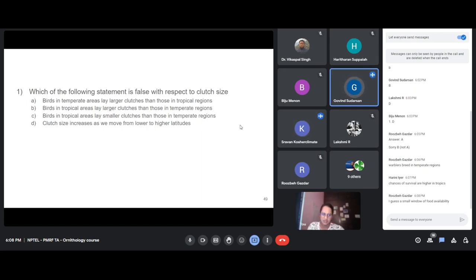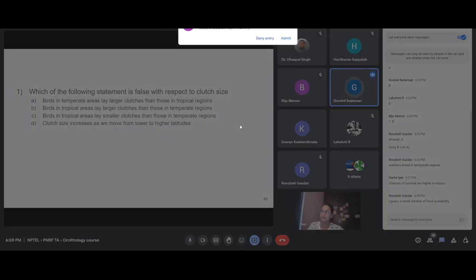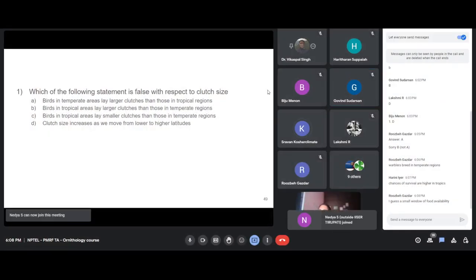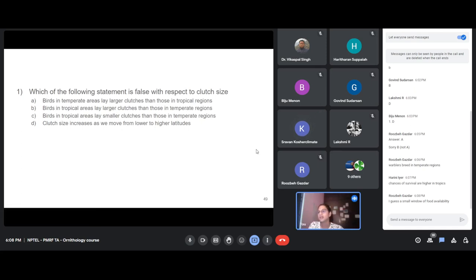Also, in temperate areas, there are fewer predators and less competition compared to tropical areas. I'm not sure about the predation part. Well, probably relatively yes, sure. But yeah, most of you have mentioned the small window for food availability. And what else is different between the temperates and the tropics? Well, of course, it contributes to the driver of food availability. Temperature. Yeah, temperature. Exactly, right?